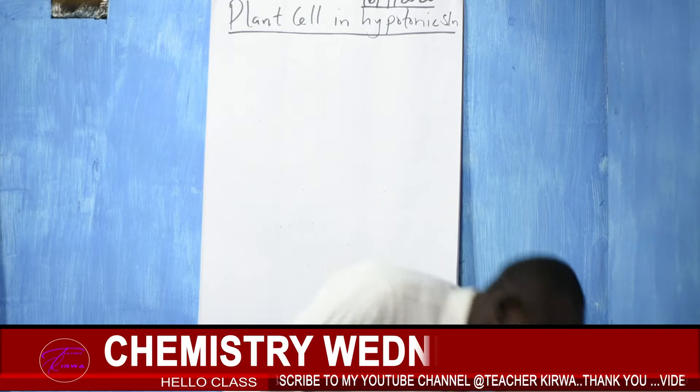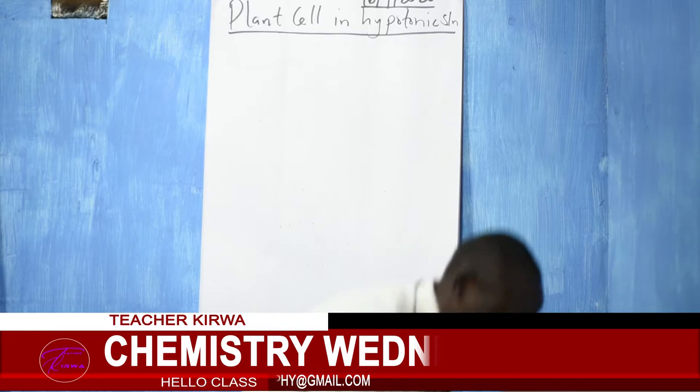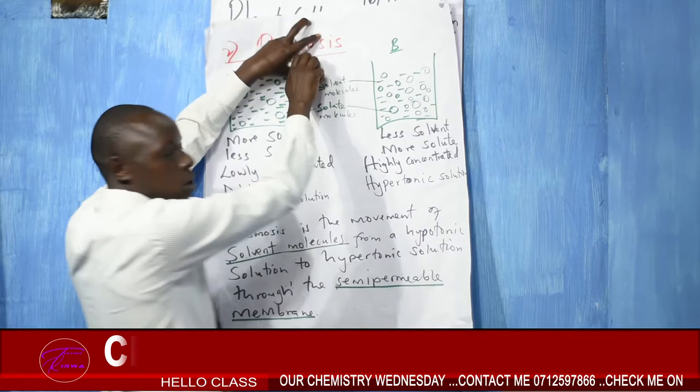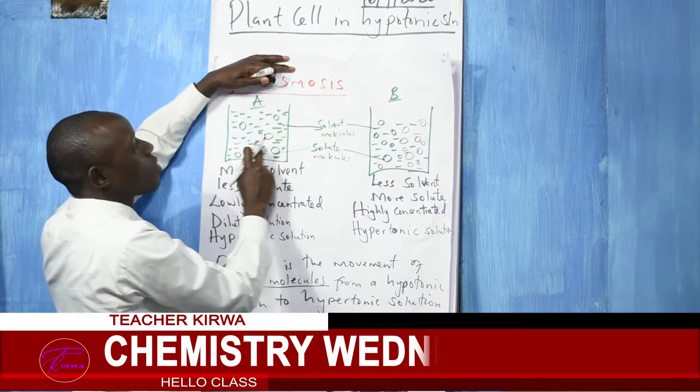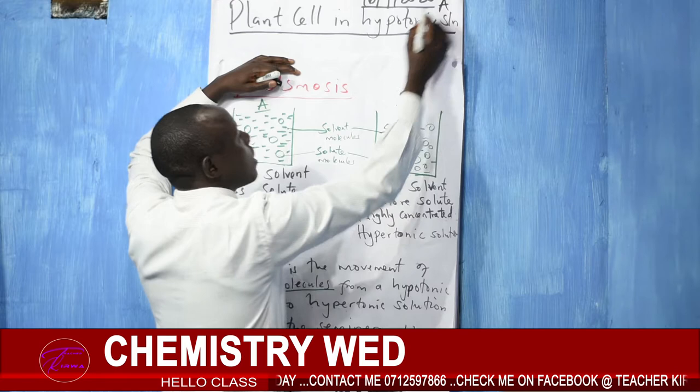So let's look at a plant cell in hypotonic solution. Now, a plant cell, we are taking a plant cell. I'll be coming back to this several times. So, taking a plant cell, you put it in hypotonic solution. If the solution is hypotonic, we take it as A. So let's say we put it in A, so the plant cell will be B.